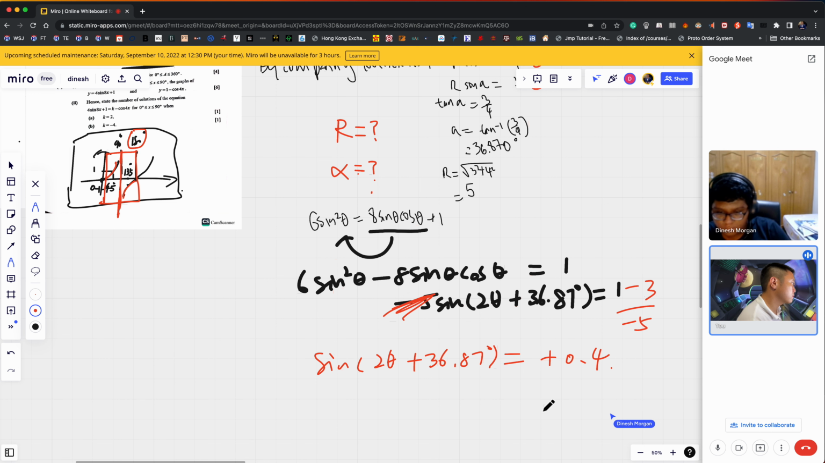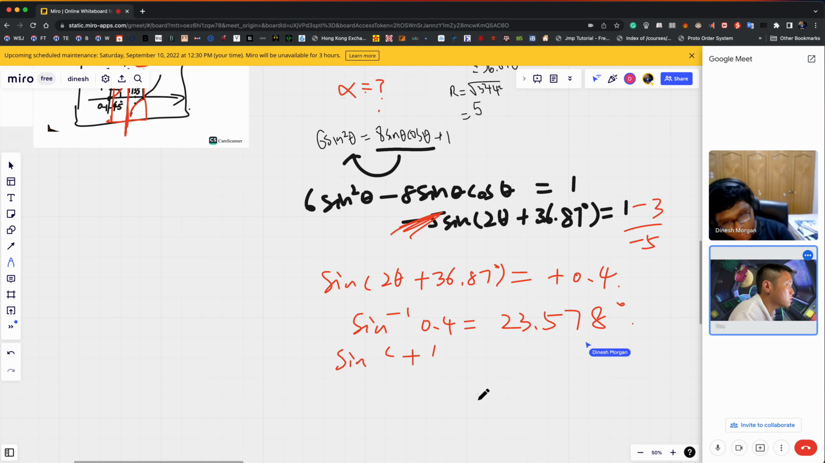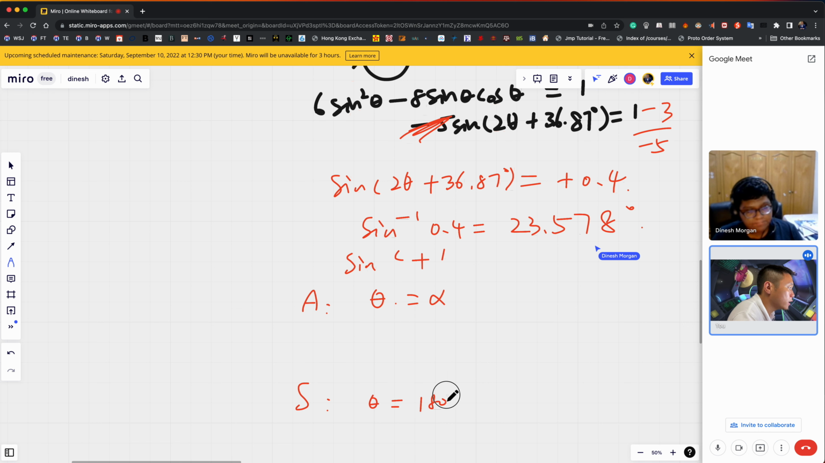Then you just use your calculator. What's sine inverse 0.4? Can you give me the answer? 23.578. Thank you. So now with this, sine is positive, so sine positive is the All and the Sine region, right? And the formula for that is theta is equal to alpha, then theta is equal to 180 minus alpha.